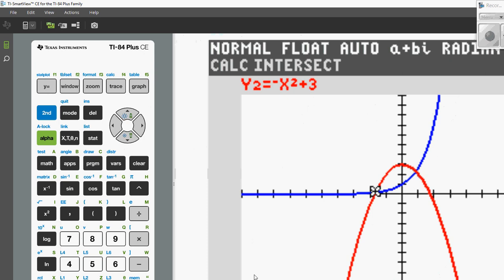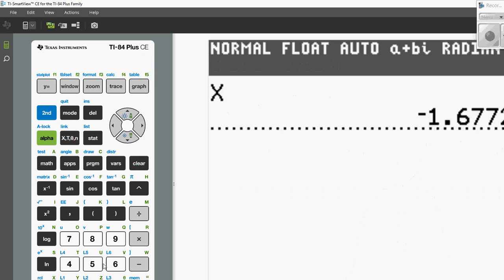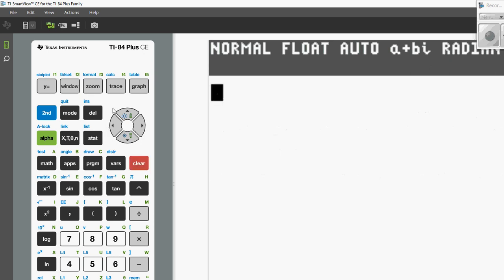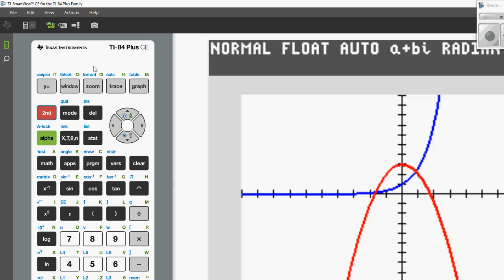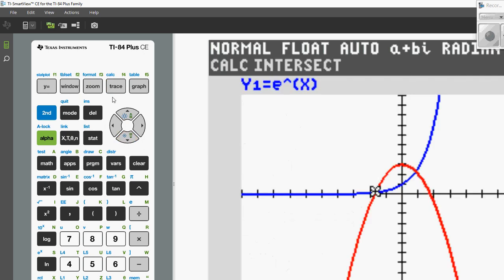Now, here's a trick to help us. Instead of writing that down, if I go back to my calculator here and just type x, that gives negative 1.677 to a lot more decimal places. So here's a little trick I'm going to do. I'm going to store that into A. Now that number is stored in A. Now I can go back to the graph and find my other intersection point, which should be over here.